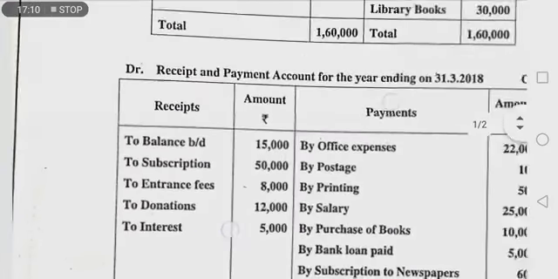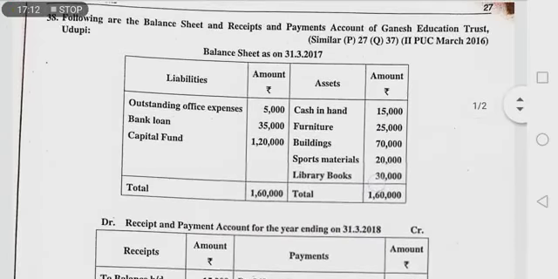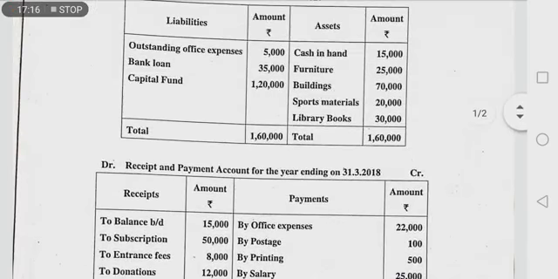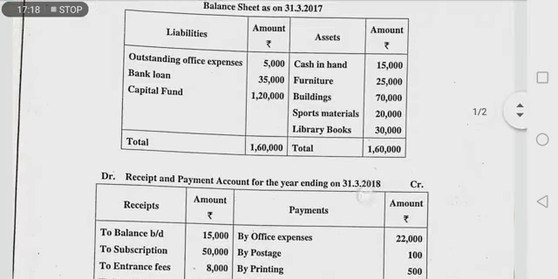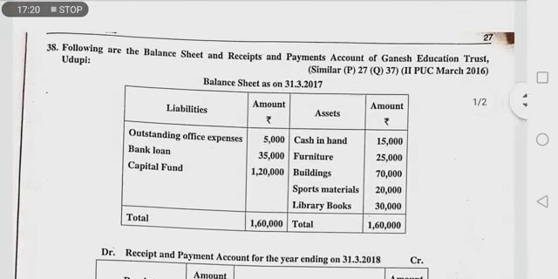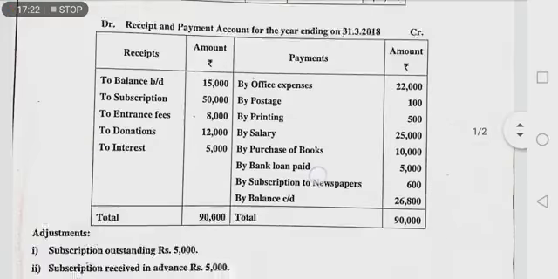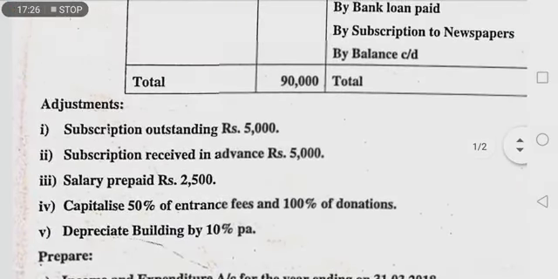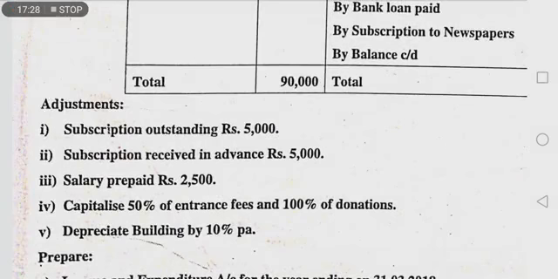Total amount we have 50,000. Now you just check out both the old balance sheet as well as the adjustment. Is there any transaction related to subscription? In the old balance sheet they have not mentioned any transaction related to subscription. Now you just observe the adjustment. In the adjustment, both the first adjustment and second adjustment are related to subscription, so we have to adjust.